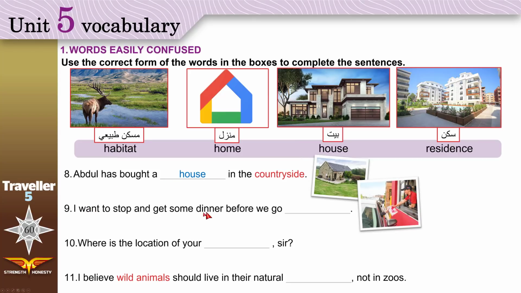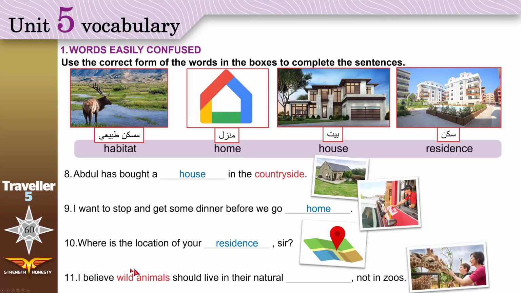I want to stop and get some dinner before we go home. Where is the location of your residence, sir? Is it correct to use home here? Yes, it is correct. Where is the location of your home? Yes, but you can't say house because some people live in houses, some people live in apartments, in flats, in villas, in palaces. So house is a building similar to this one. Home is something bigger. Homes could be houses, homes could be palaces, could be villas, could be apartments. I believe wild animals like lions, giraffes, should live in their natural habitat, not in zoos like the ones we see in the picture.